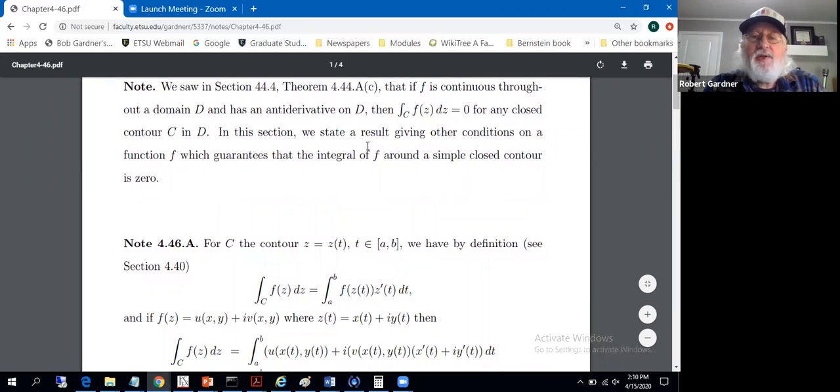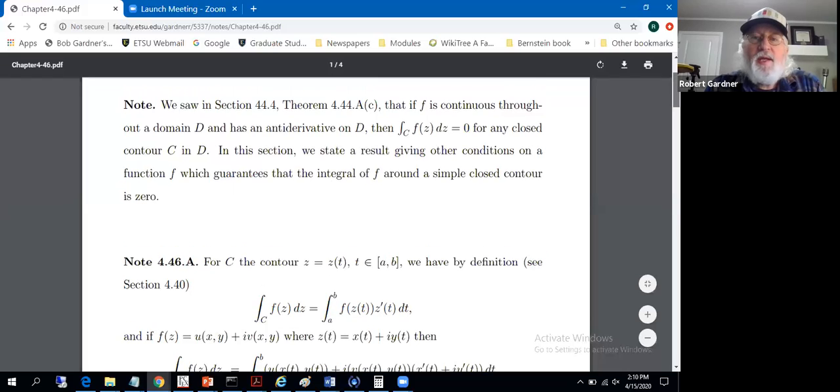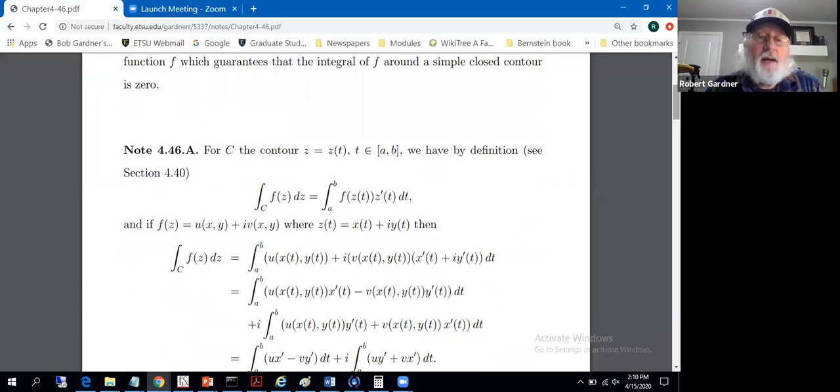All right, so in this section, we state a result giving some other conditions on function f that guarantee that such integrals will be 0. So we're going into this requiring f is continuous and has an antiderivative. All right, so one little observation to get the ball rolling, one lengthy observation actually.